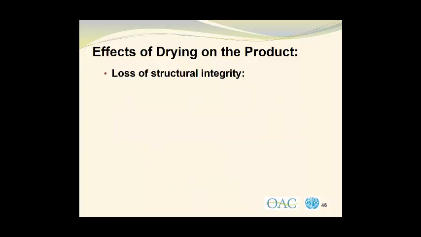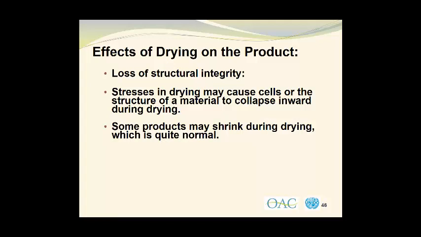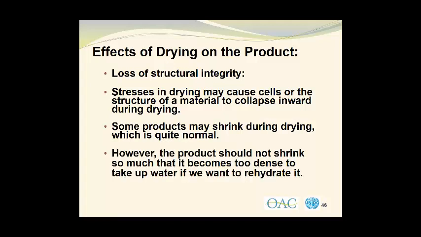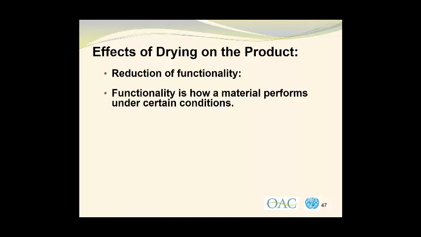Loss of structural integrity can also be a problem. Stresses in drying may cause cells or the structure of a material to collapse inward during drying. Some products may shrink during drying, which is quite normal. However, the product should not shrink so much that it becomes too dense to take up water if we want to rehydrate it. There can be reductions in functionality.